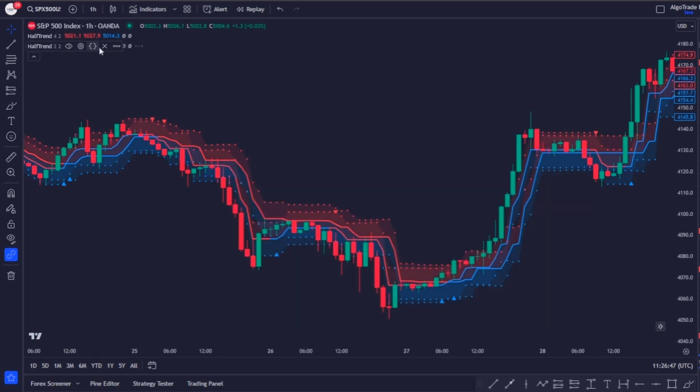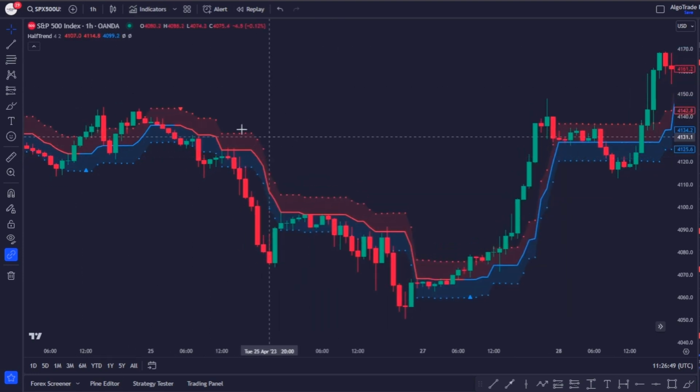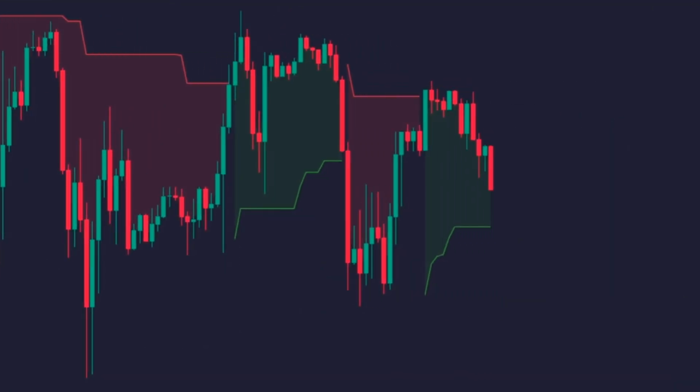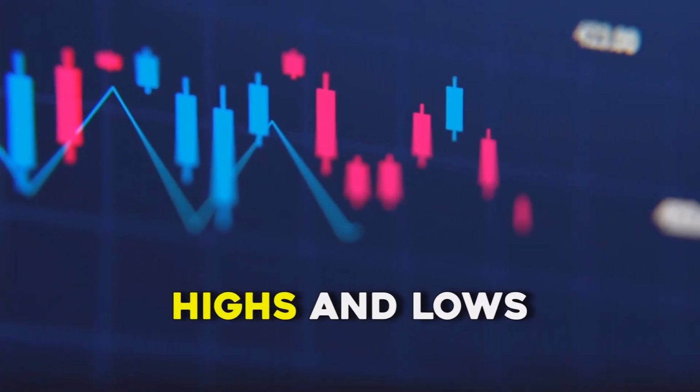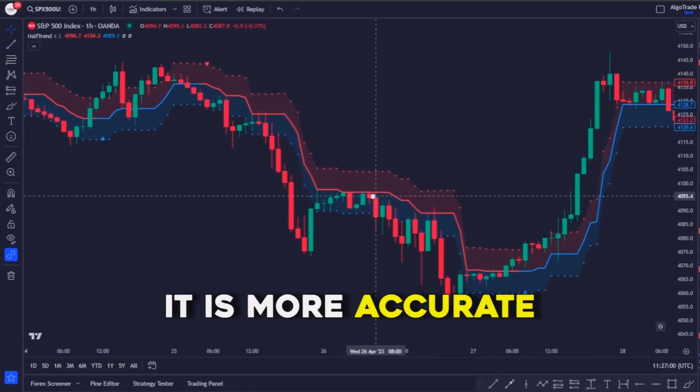The HalfTrend is a trend indicator calculated based on the average true range indicator. It is very similar to the super trend, but uses a different calculation method based on market highs and lows, and in theory it is more accurate.